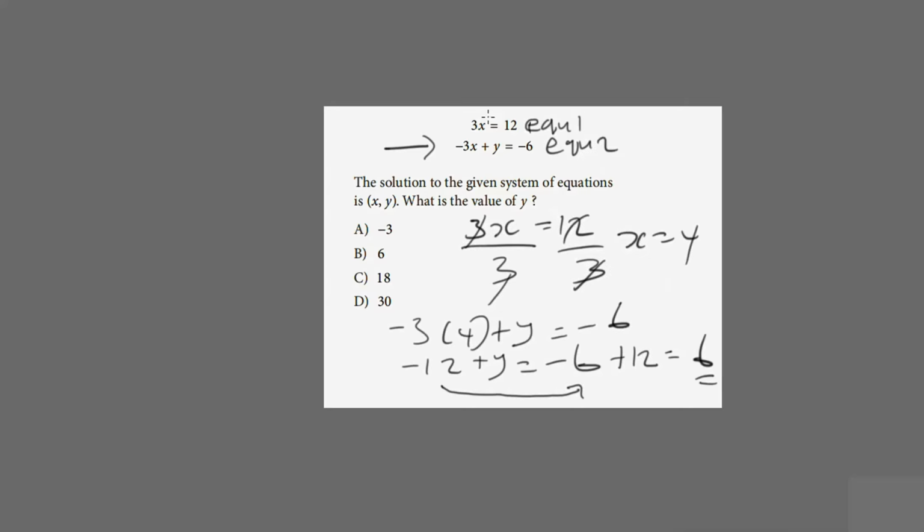Okay, so when you plug in 4 here, you're going to have 3 times 4, 12. That's valid. Now when you plug in 4 here and plug in the value of y here, this will give you minus 3 times 4, that's minus 12. Then minus 12 plus 6, you're going to have negative 6, so this is valid.